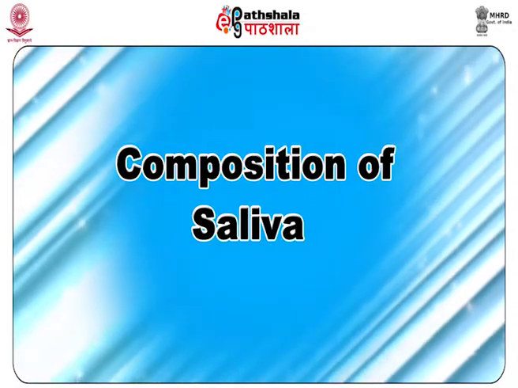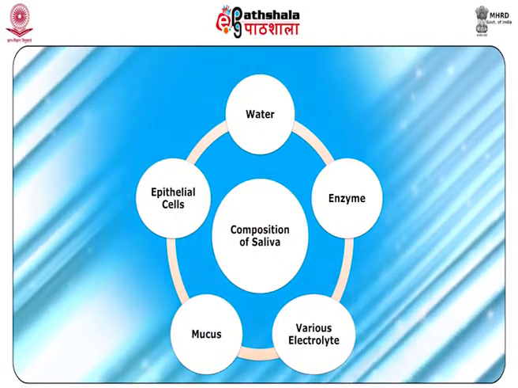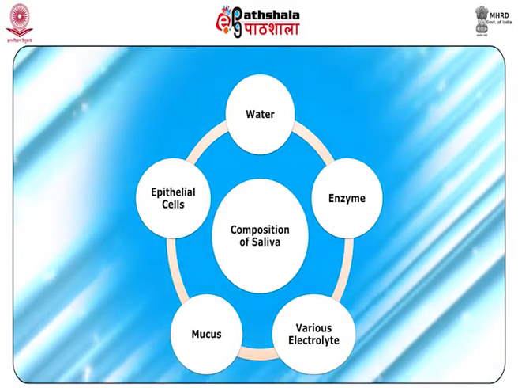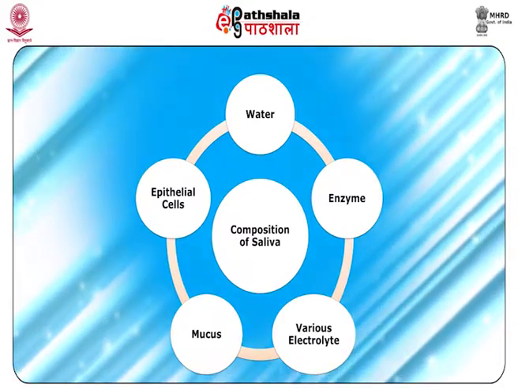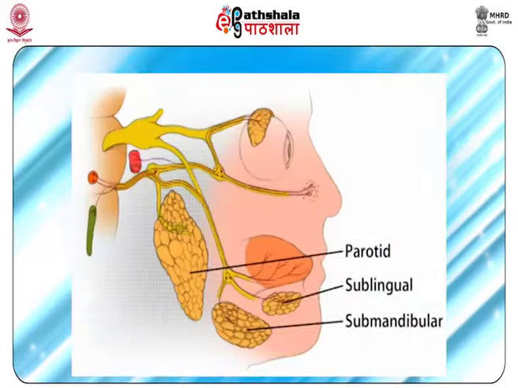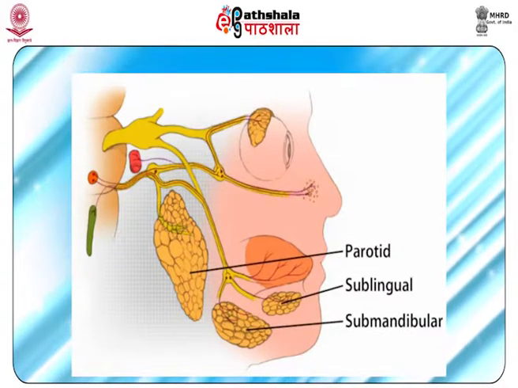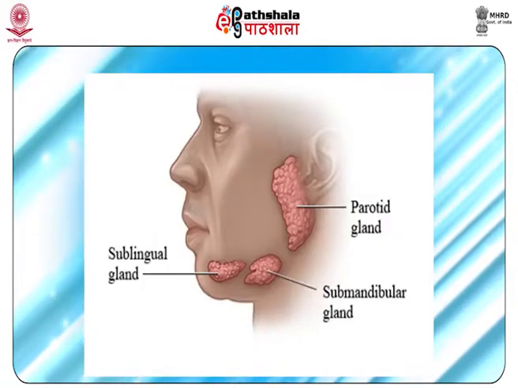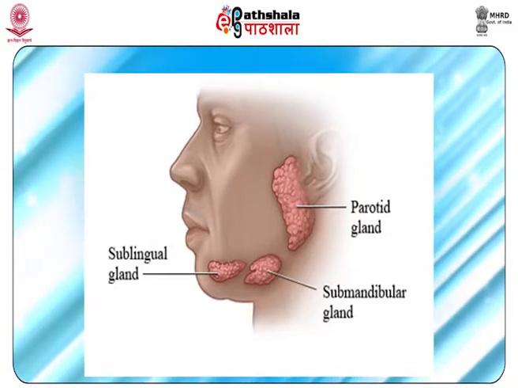Next, we have the composition of saliva. Human saliva is 99.5% water, while the other 0.5% consists of electrolytes, mucus, glycoproteins, enzymes, and antibacterial compounds. Saliva is a combination of secretions by three salivary glands, known as the parotid, the sublingual, and the submaxillary. The given image shows the three salivary glands of a human being.